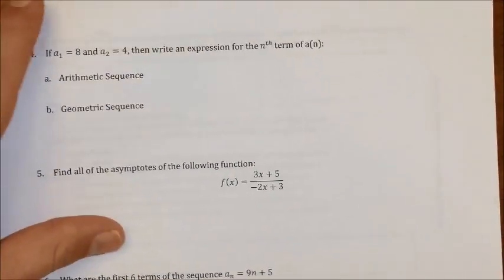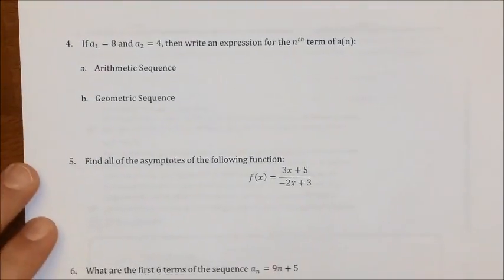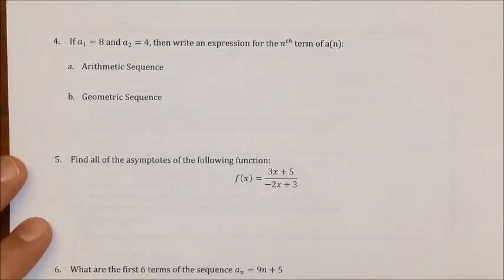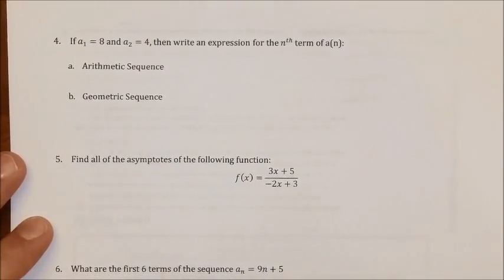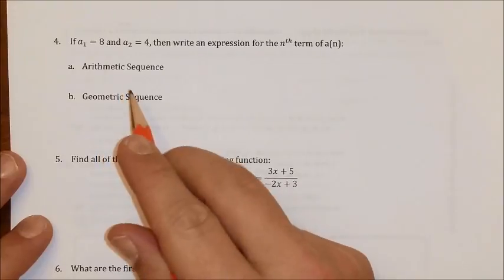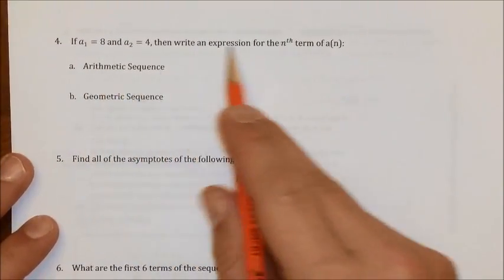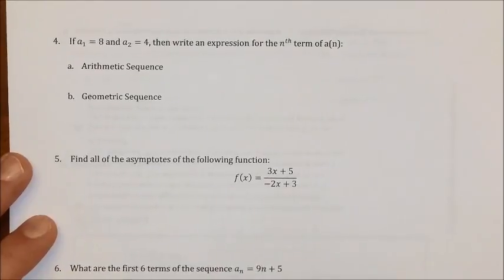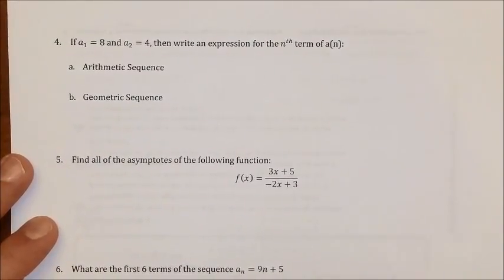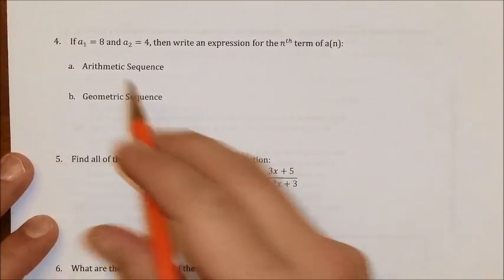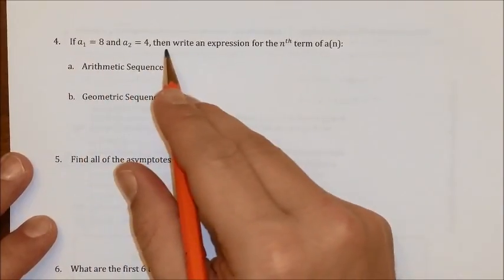All right, question number 4. All right, so here it's asking us to write an arithmetic sequence and a geometric sequence for these given values, given a couple of terms in a sequence. So we know a sub 1 is 8, a sub 2 is 4.